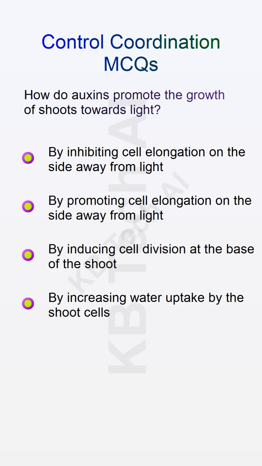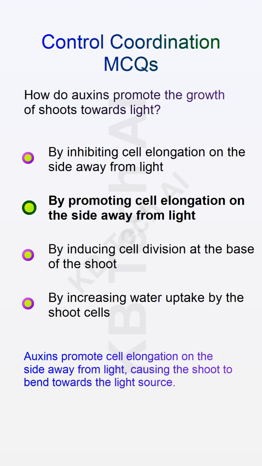Option 1. By inhibiting cell elongation on the side away from light. Option 2. By promoting cell elongation on the side away from light. Option 3. By inducing cell division at the base of the shoot. Option 4. By increasing water uptake by the shoot cells.